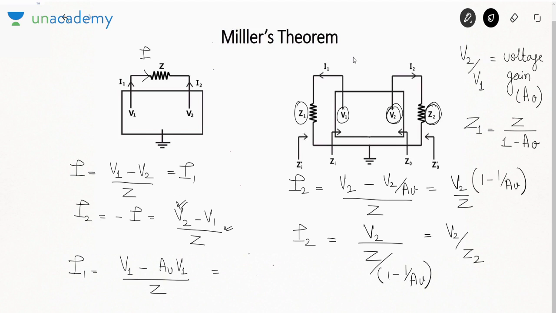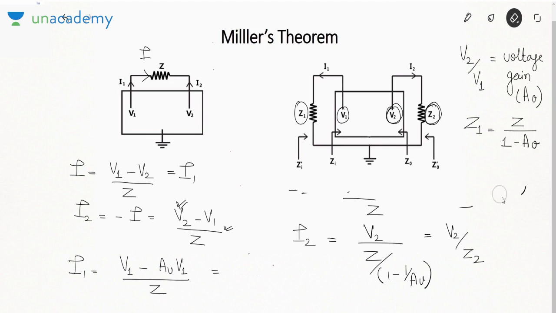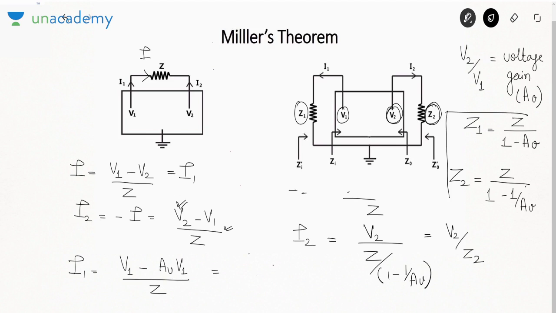So now if you see, I have done nothing. I have just compared the current in the two circuits, and based on that I have found out the equivalent impedance connected at the input and the output port. So at the output port, what will be the impedance? If you want to write down Z2, Z2 will be Z over 1 minus 1 by AV. Okay. So these are the equivalent impedances when they are referred to the input and the output port.